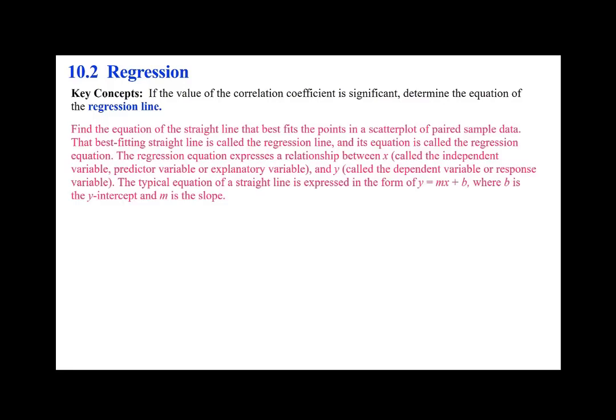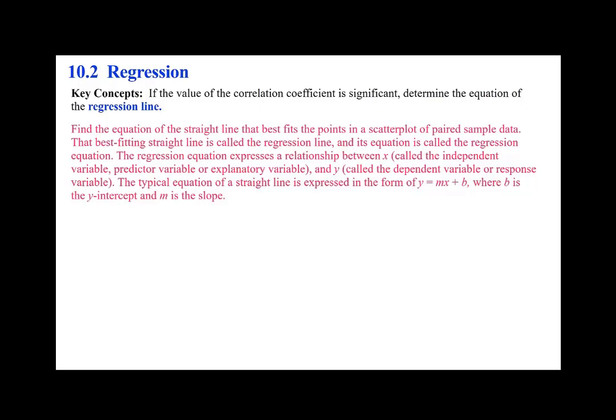Find the equation of the straight line that best fits the points in the scatter plot of paired sample data. That best fitting straight line is called the regression line, and its equation is called the regression equation. The regression equation expresses a relationship between x, called the independent variable, predictor variable, or explanatory variable, and y, called the dependent variable or response variable.